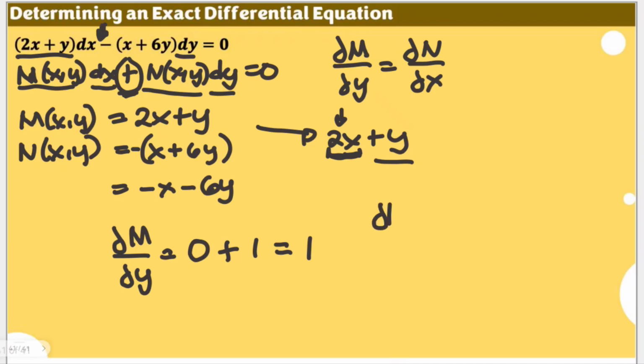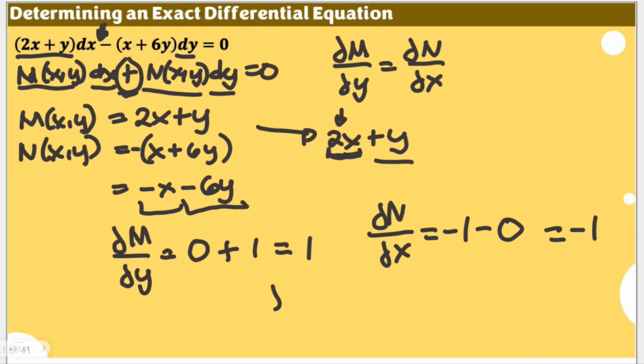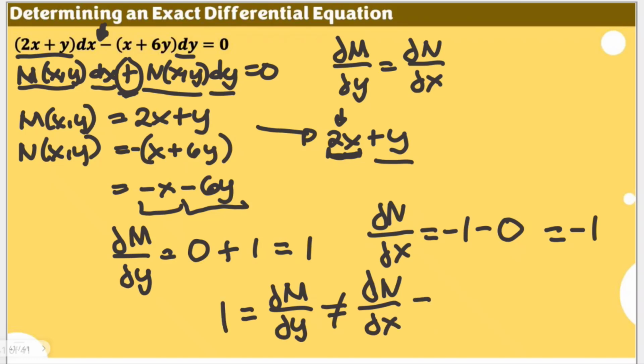Similarly, for the partial derivative of N with respect to x, we'll be treating y as a constant here. So for this given equation, this will be treated as a constant, hence its first order derivative would be 0. The first order derivative of minus x is minus 1 minus 0. This gives us negative 1. So we can see here that the partial derivative of M with respect to y is not equal to the partial derivative of N with respect to x, because this is 1 and this is negative 1.